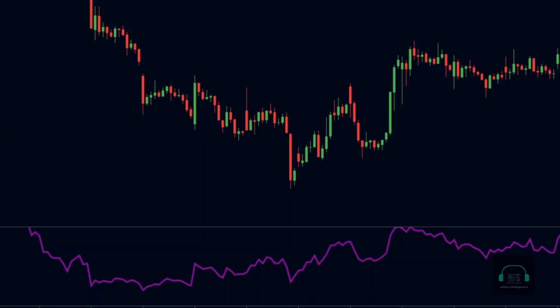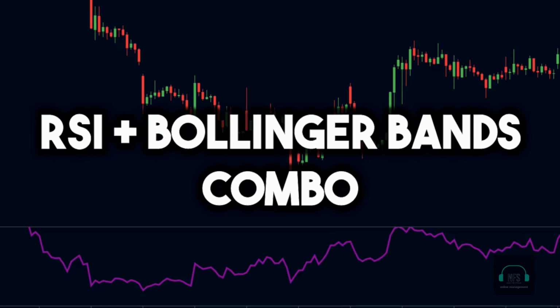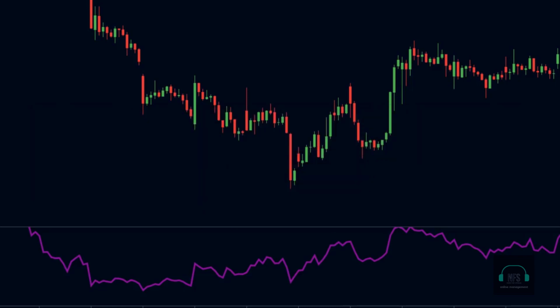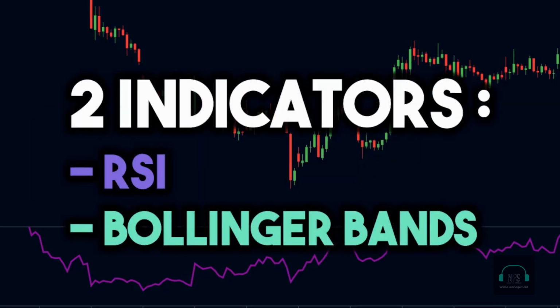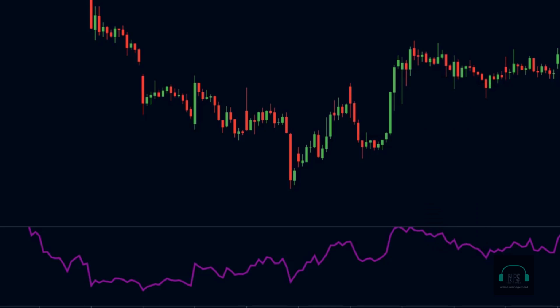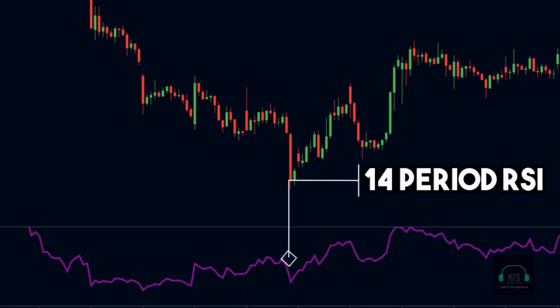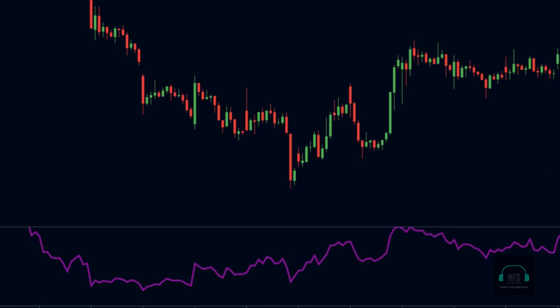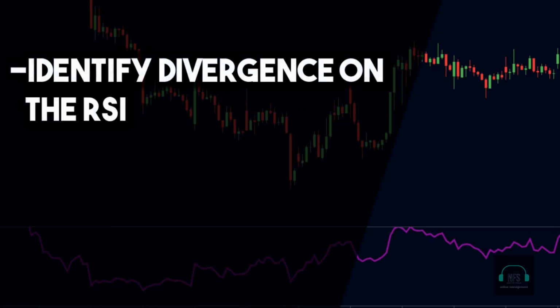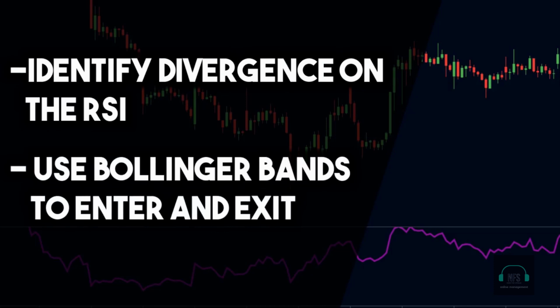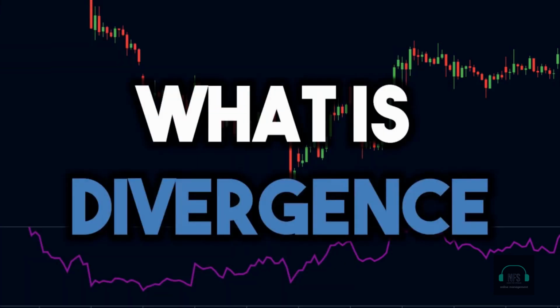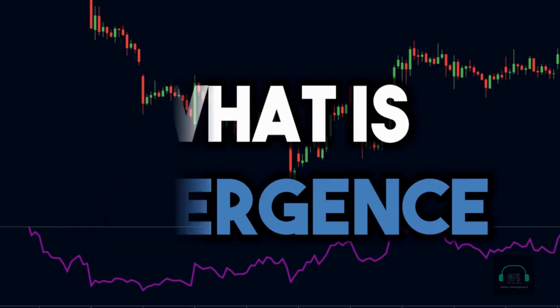The second strategy is called the RSI Bollinger Band combo. As the name suggests, we will use two indicators in this strategy, the RSI and the Bollinger Bands. We will use the default 14-period RSI. Our goal with this strategy is to identify divergence on the RSI and use the Bollinger Bands to enter and exit the trades. First, let us understand what divergences are.